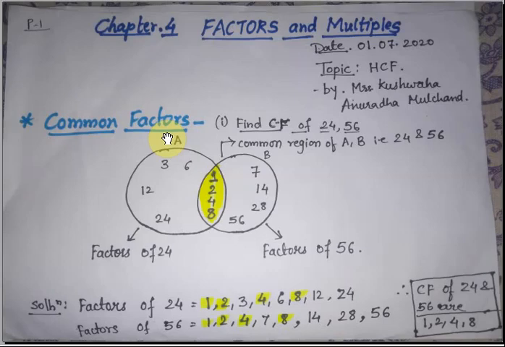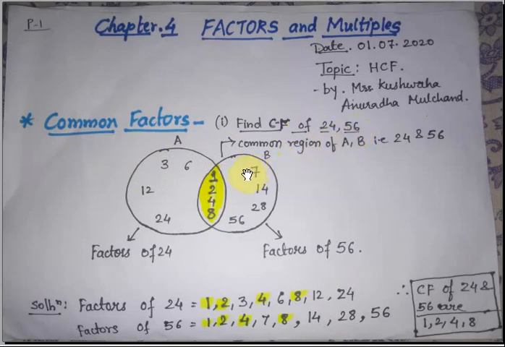As the name itself implies, common factors are factors that are common between the factors of two different numbers. Suppose we have taken 24 and 56 as two different numbers. If we find the factors of 24 and 56, then the factors which are common between the two of them will be called the common factors of those two numbers.